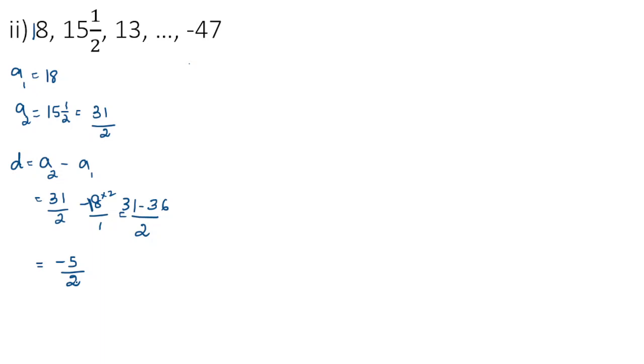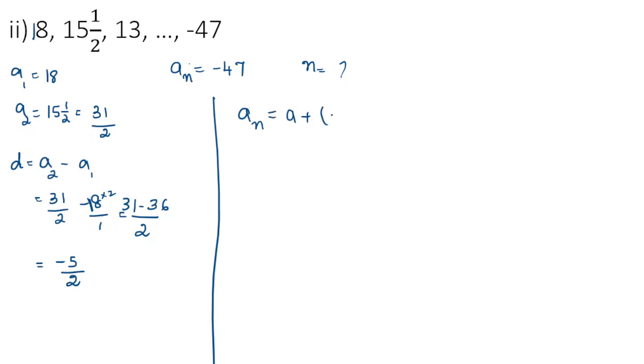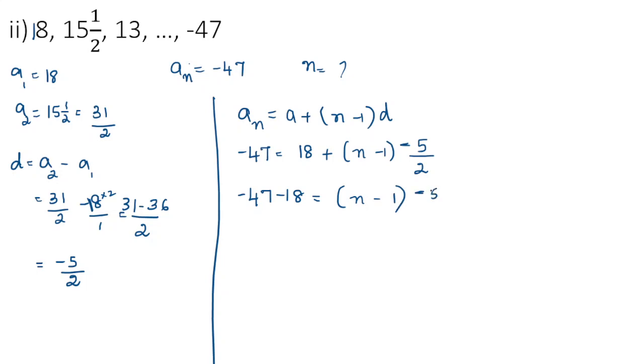Now what we have to find out? We have to find out minus 47 is which term. I'll write here, AN is minus 47 and N we don't know. So we'll write the formula: AN is equal to A plus N minus 1 into D. AN is minus 47, A is 18 plus N minus 1, and D value is minus 5 by 2. Now minus 47 minus 18 is equal to N minus 1 into minus 5 by 2.